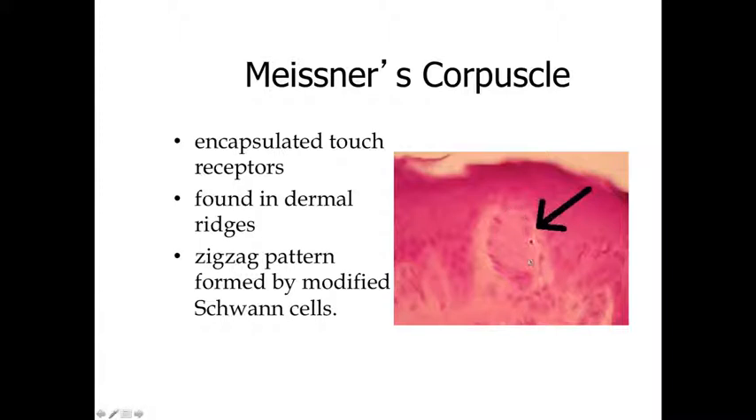The first is going to be the Meissner's corpuscle. Now the Meissner's corpuscle is going to be found in the dermal ridges, in the dermal papillae. So look in the loose connective tissue immediately underlying the epidermis up here at the top. When we have one of these dermal papillae extending up, what we're going to have is a zigzag pattern of modified Schwann cells, and this is going to be a specialized touch receptor. You can find Meissner's corpuscles very prominently in the skin of the lips and the fingertips.